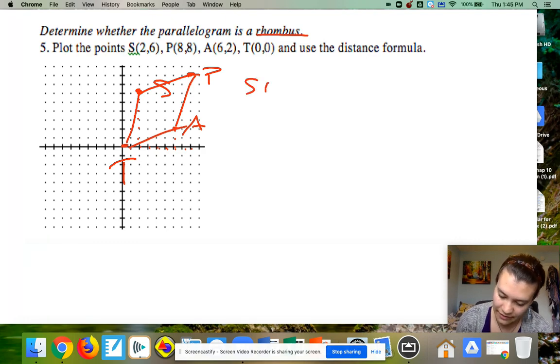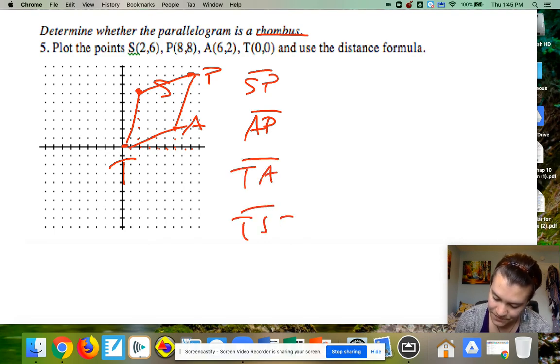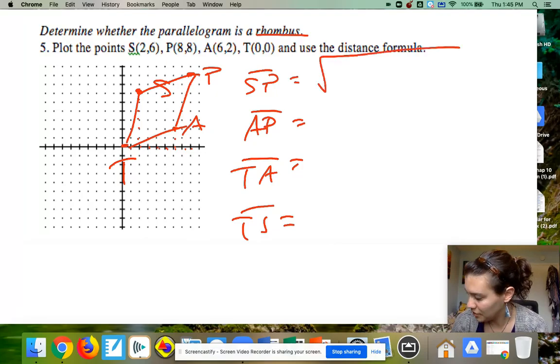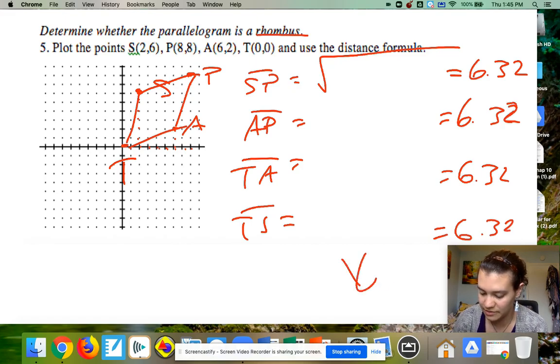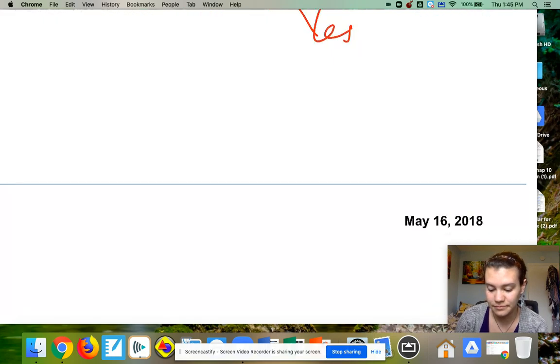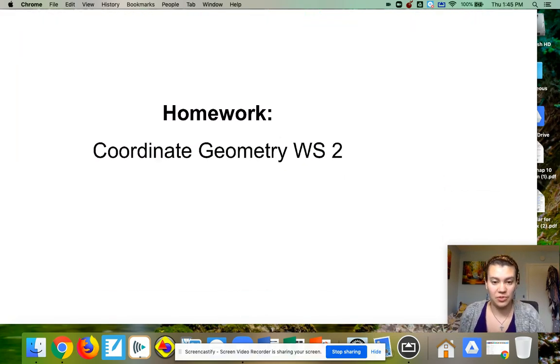So now we need the lengths of SP, AP, TA, and TS. So again, you're doing the distances with your square root formula. You should get 6.32 and then 6.32 for this one, 6.32 and 6.32. So you all got the same lengths, so yes, this is a rhombus. And you can do coordinate geometry worksheet 2 to practice.